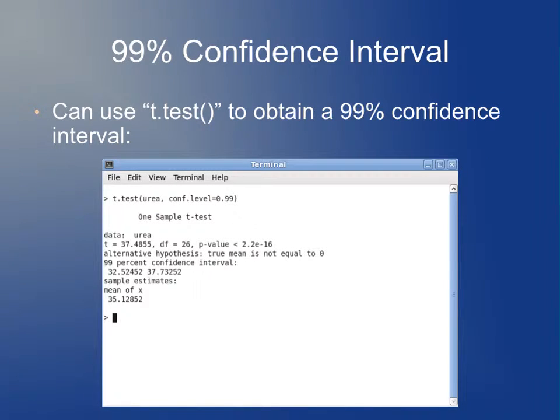Let's say we wanted a 99% confidence interval. You can tell R to give you a 99% confidence interval by adding the parameter conf.level to t.test. A t.test Urea conf.level equals 0.99. That gives us a 99% confidence interval. We see that's only slightly wider than the 95% confidence interval.